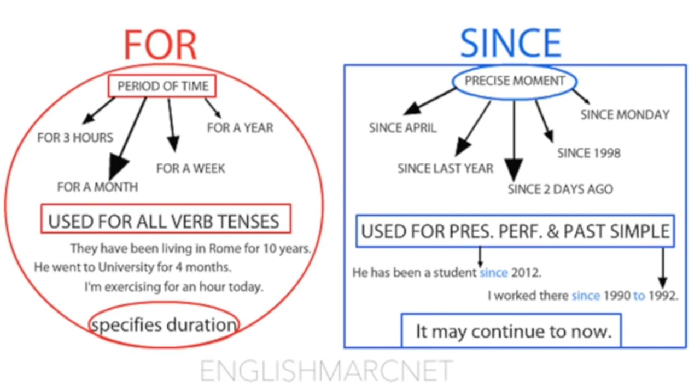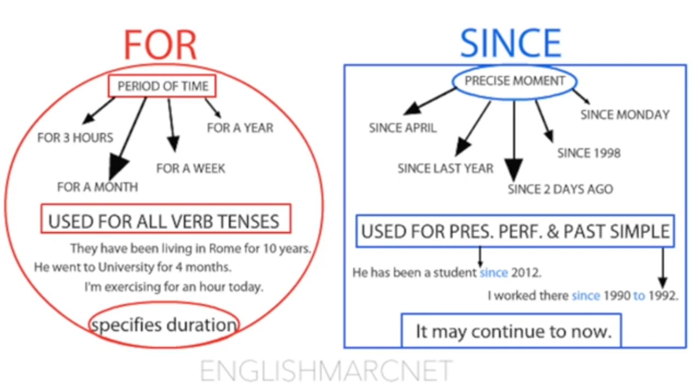Since, instead, is used for present perfect and past simple, mainly. I would say almost only for these two tenses. "He has been a student since 2012." So that's an example of the present perfect.